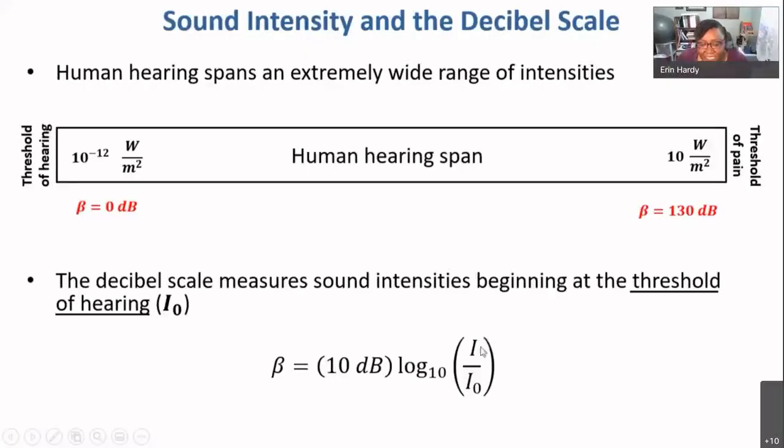This I is an intensity, so that's a power per surface area. There is an R, or like a distance from the sound, that's incorporated in the numerator of this expression inside the log. So that's how we can incorporate the relationship between the distance between you and a sound and the loudness of that sound.